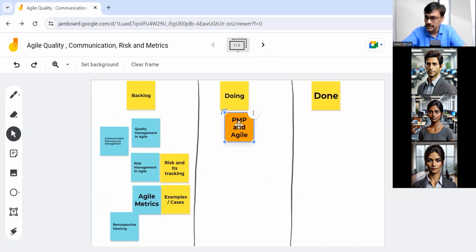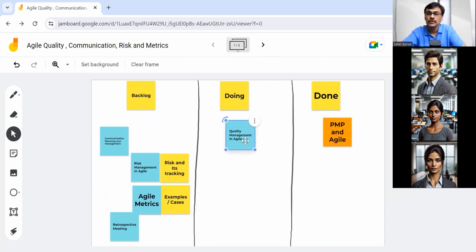So I think you have learned about PMP and Agile. That is something we have covered. And now we want to focus on quality management in Agile.